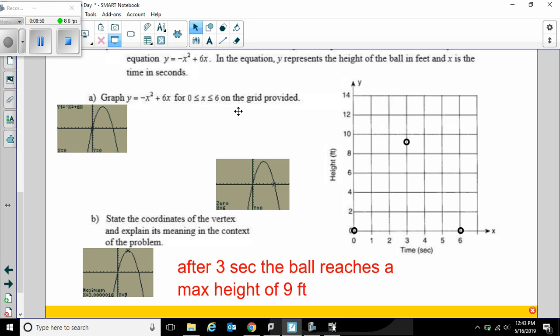So we've graphed this. Well, we're almost done. We've found out what our vertex is, 3, 9, and we put it in context. The meaning of it is after 3 seconds, we reach a maximum height of 9 feet. Okay. All right, class. We'll come on back if you are still working through this.